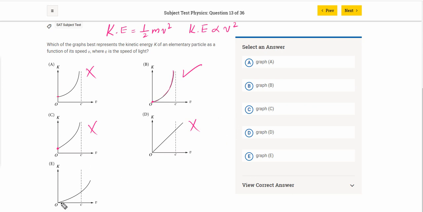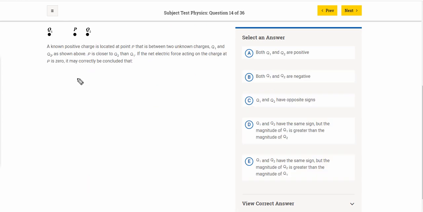Over here the kinetic energy is 0 at the beginning, the kinetic energy is also increasing exponentially, but no particle can have the speed greater than the speed of light. So over here this particle has exceeded the speed of light, so this will not be our option. So it will be option B, that will be the correct one. Let's check it. It's correct.